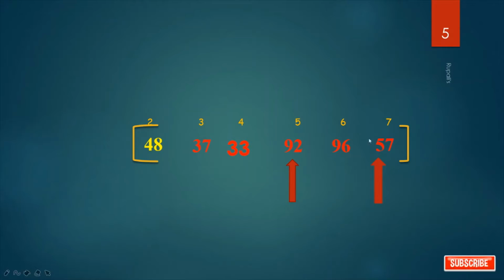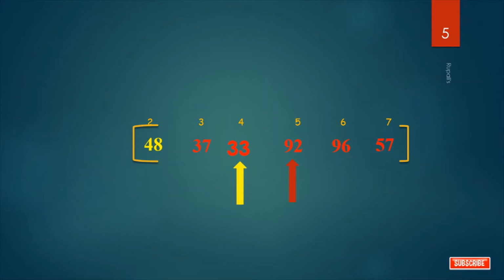So 57 is greater than 48, so skip. 96 is greater than 48, so skip. 92 is greater than 48, so skip. 33 is less than 48, so stop. Now see, the two pointers crossed each other.